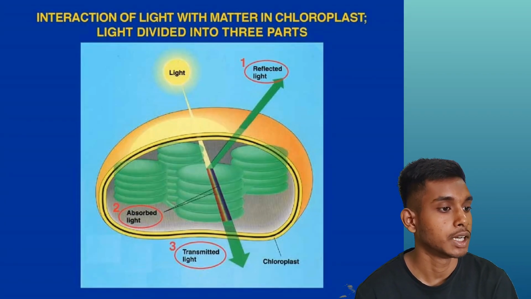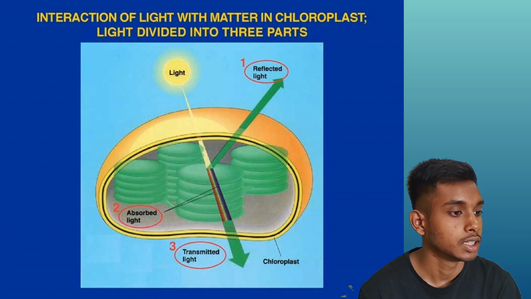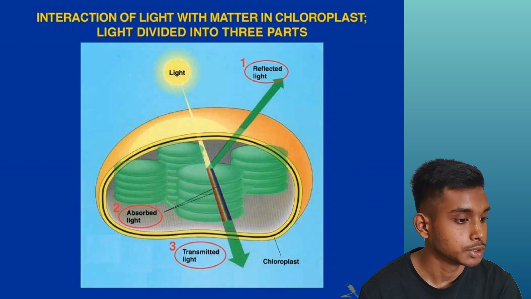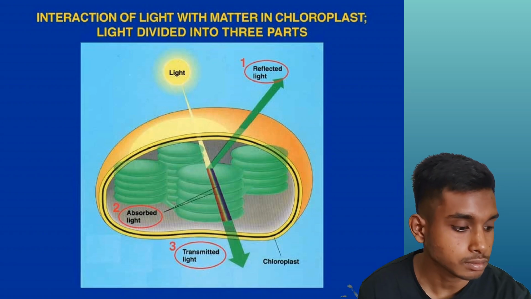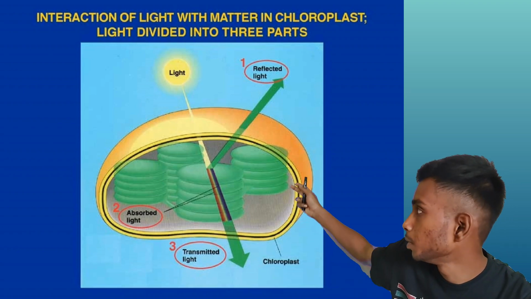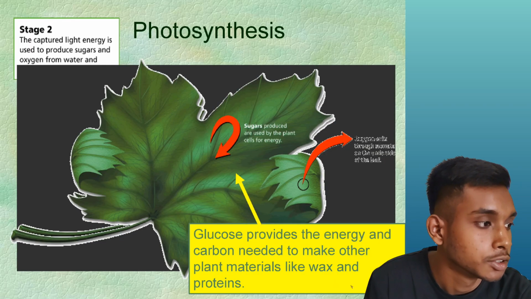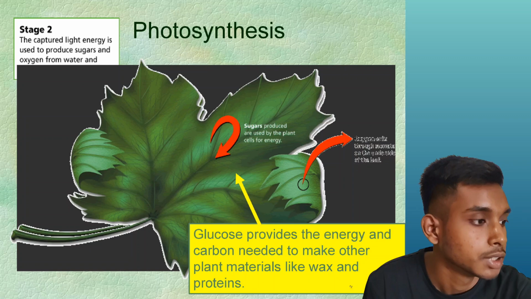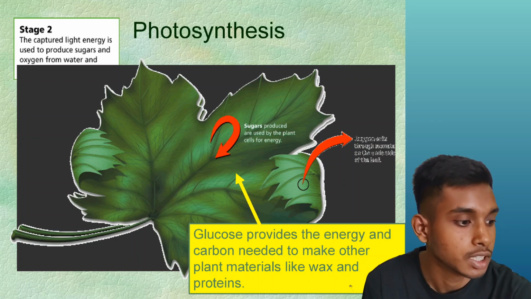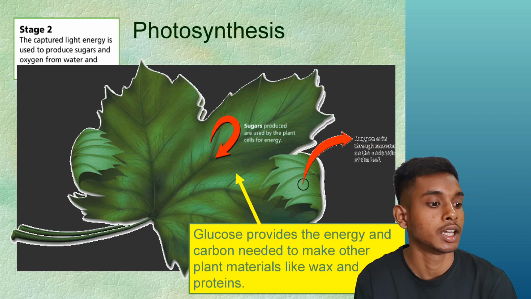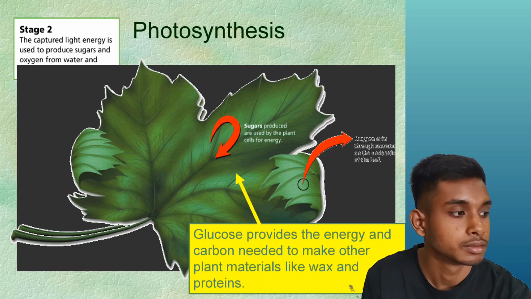Interaction of light with matter in chloroplast. Light is divided into three parts: reflected light, transmitted light, and absorbed light. The representation is given. Photosynthesis stage 2: the captured light energy is used to produce sugar and oxygen from water and carbon dioxide. Glucose provides the energy and carbon needed to make other plant materials like wax and proteins.